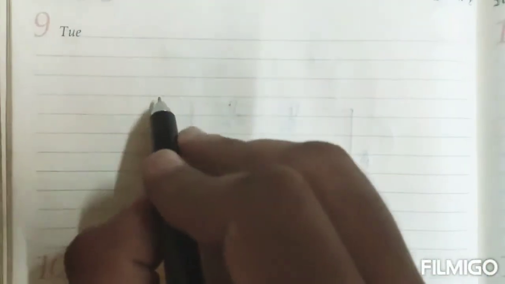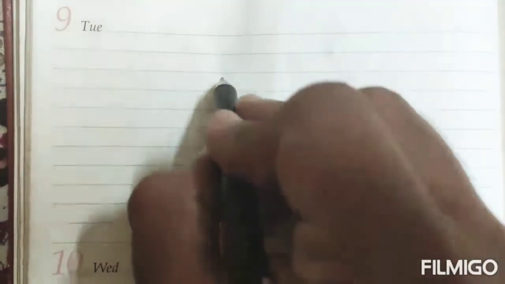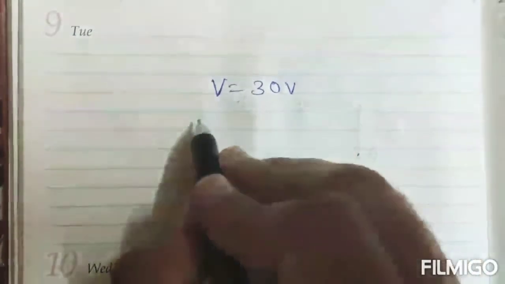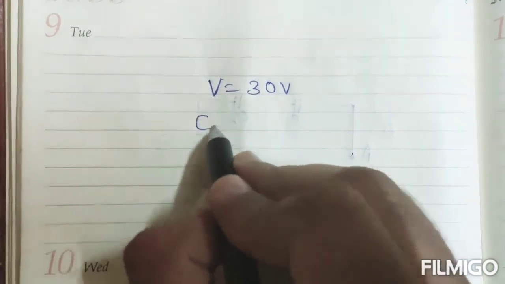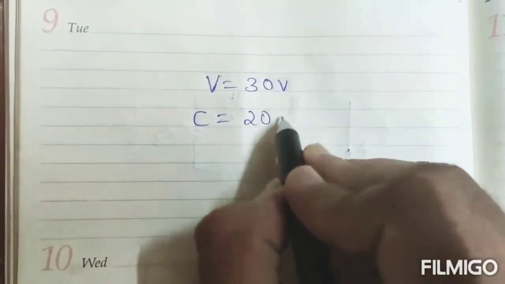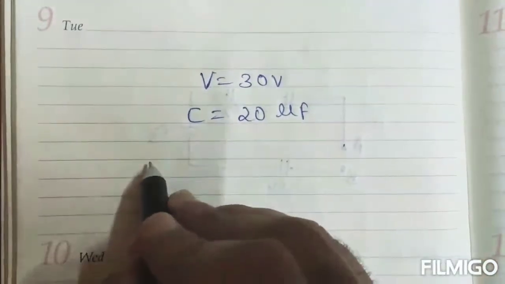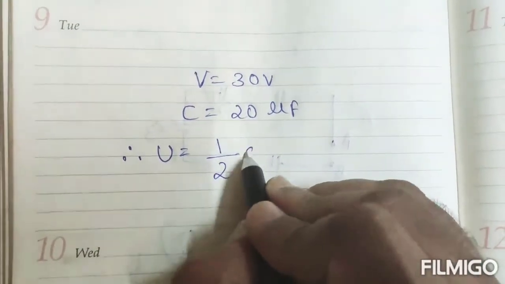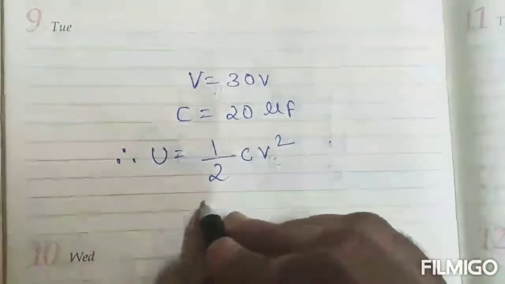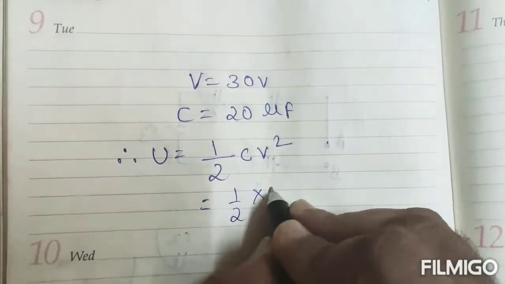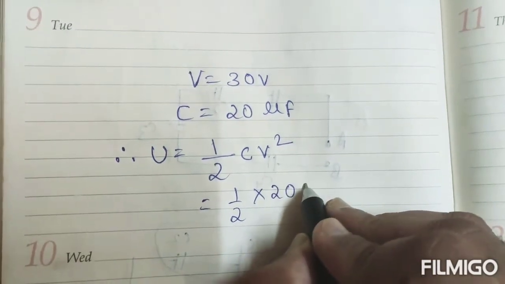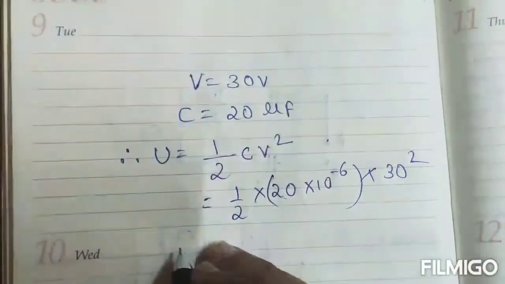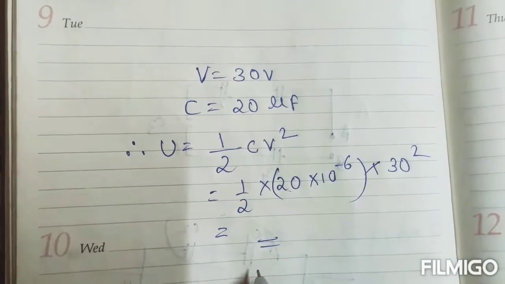Let us do a very simple numerical again. Suppose you are given a potential of 30 volt and a capacitance of 20 microfarad, and you are asked to find the energy. So what is the energy formula? Half CV square. You have to place the values: 20 into 10 to the power minus 6 into 30 square. Now you will get your answer, right?